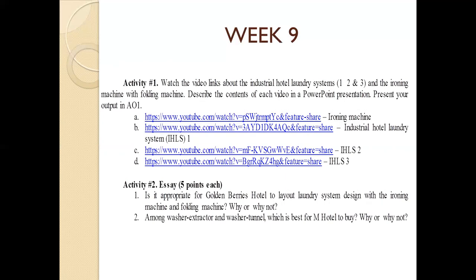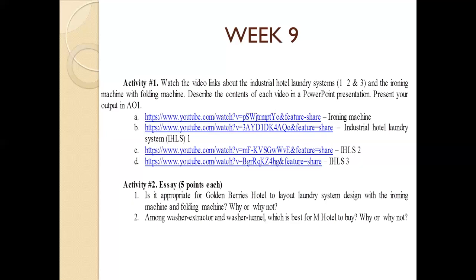And for number 2, among washer and extractor and washer tunnel, which is best for M Hotel to buy? Why or why not? So once again, the hotels mentioned in this PowerPoint presentation or in your handouts or PDF files are the hotels here in Tabuk City, Kalinga. Golden Bears Hotel and M Hotel are some of the hotels that have been operating here in Tabuk City, Kalinga.